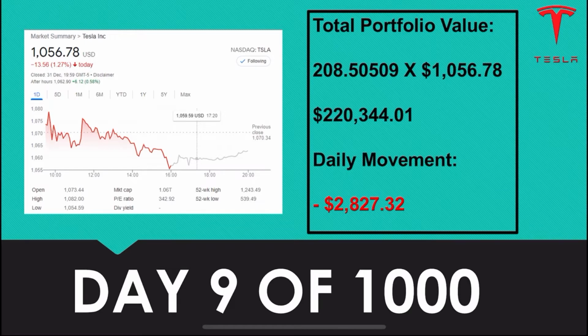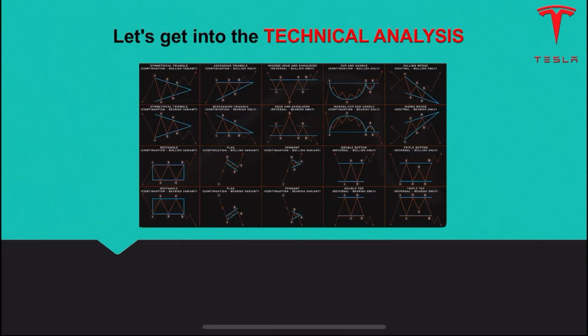The closing price for Tesla on the 31st of December was 1056.78. So if I multiply the number of shares that I hold by the price of Tesla, that gives me $220,344.01. The daily movement was negative $2,827.32. But don't be too concerned with the daily movement, because if you keep your eye on the longer term picture and on the price, then you'll be rewarded. So let's get into the technical analysis now.